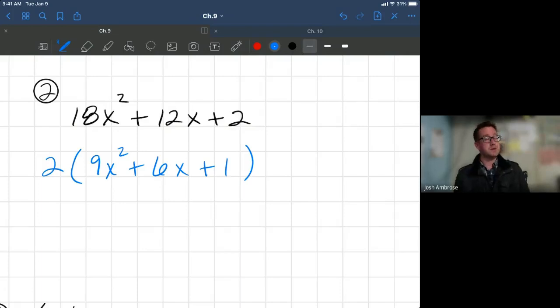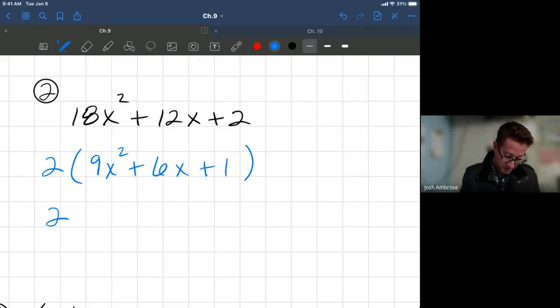Now, if you look closely, we meet the parameters of a perfect square trinomial. 9 is perfect. 1 is perfect. And we have a plus sign right here. All of those meet the parameters for a perfect square trinomial.